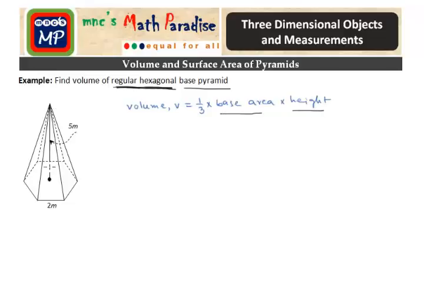Here the height of the pyramid is directly given, 5 meter. So height is given 5 meter. We need to calculate this base area. The only dimension that is given is this arm length.